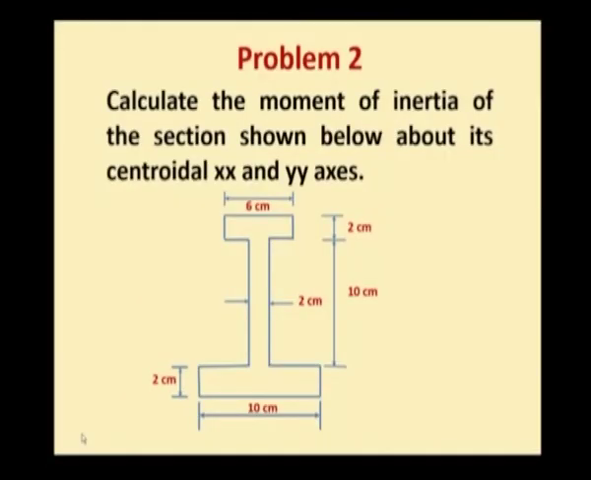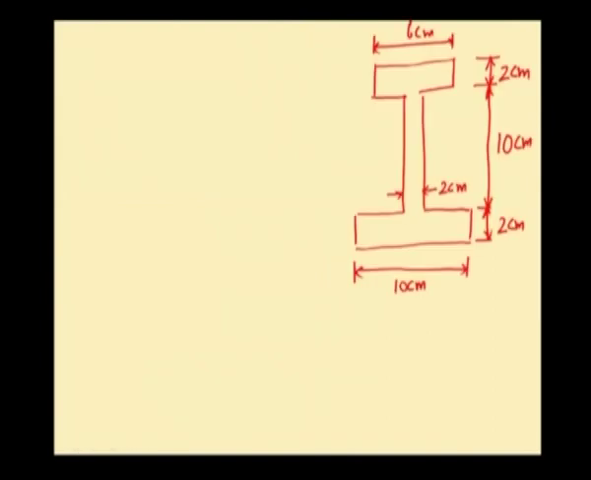Now we shall solve another problem. Calculate the moment of inertia of the section shown below about its centroidal x-x and y-y axis. As the first step, we have to locate the center of gravity for this section. Locating the center of gravity of this given section will be done by the moment area method, which we have discussed already. The given section is an unsymmetrical I section, which is a combination of 3 rectangles.